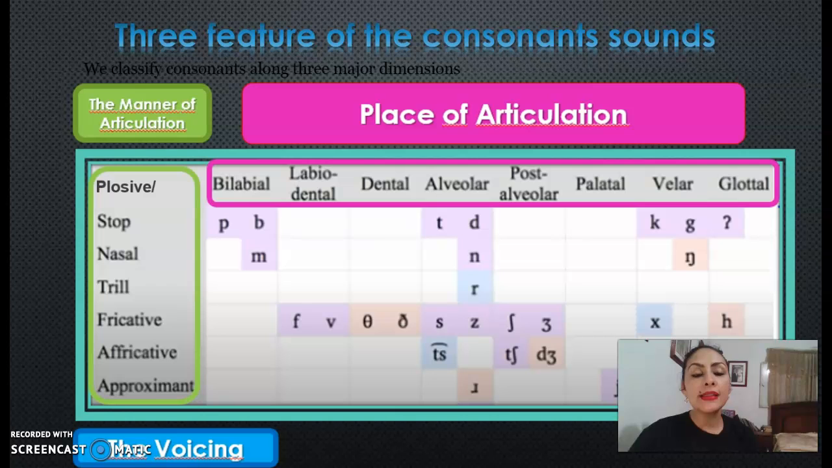And it has three features for the consonant sounds. First is place of articulation of the consonants. The second is the manner of articulation. And the third is the voicing. These are the major dimensions for the consonants.